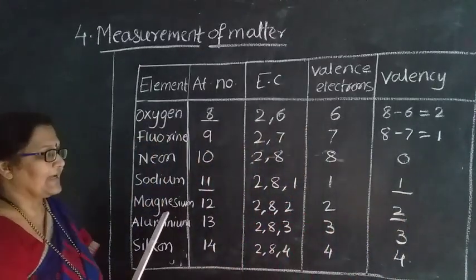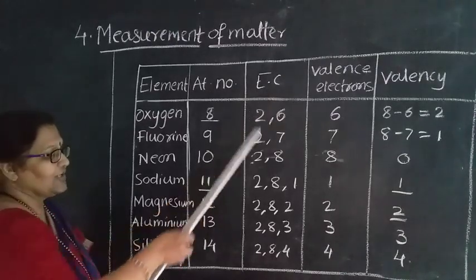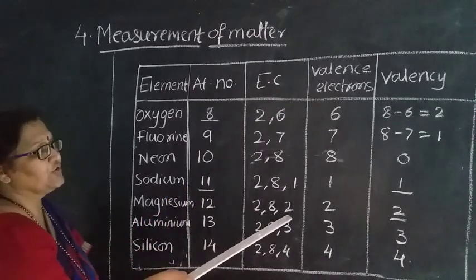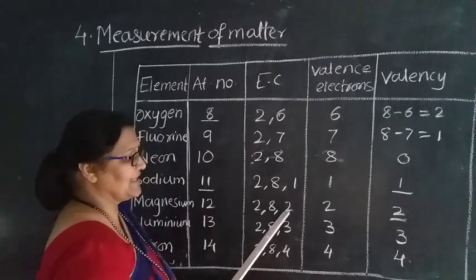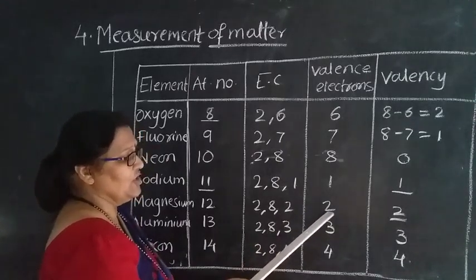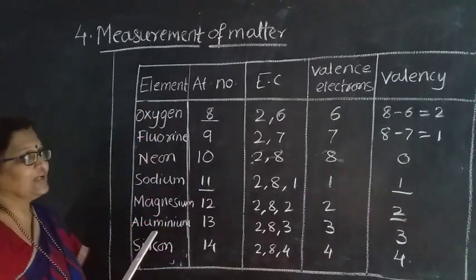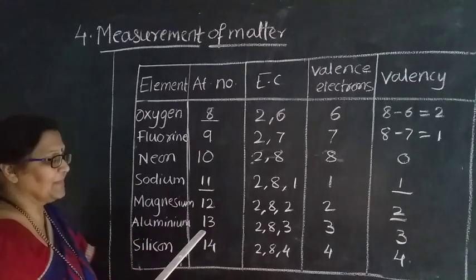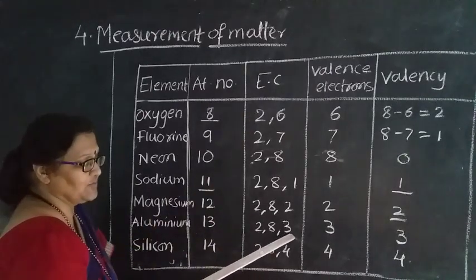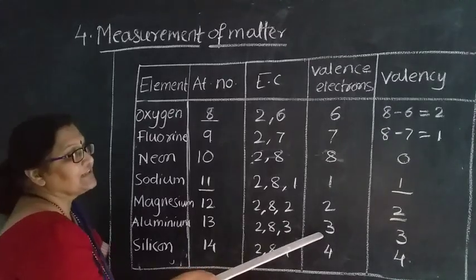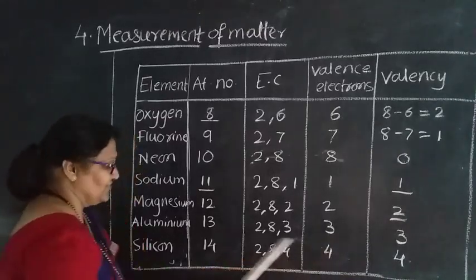Next comes magnesium. Magnesium has the atomic number 12. Electronic configuration is 2, 8, 2. In the outermost orbit there are 2 electrons, therefore we write here 2, and the valency is also 2. Next comes aluminium. Aluminium has the atomic number 13. Electronic configuration is 2, 8, 3. Outermost orbit has 3 electrons. Therefore the valence electrons are 3 and the valency is 3.